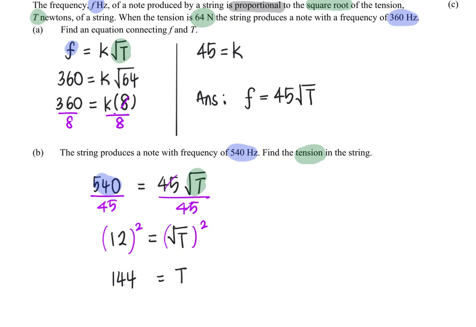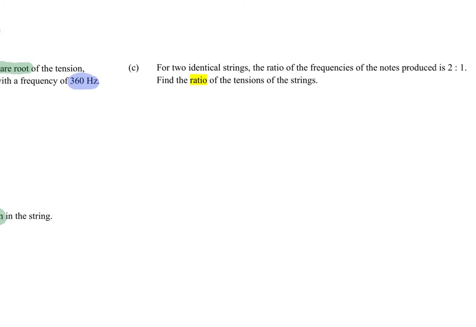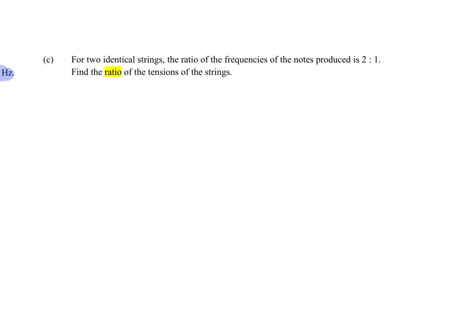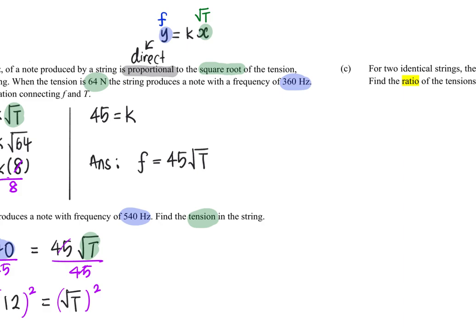Let's move on to part C. Part C gives us the ratio of the frequencies of two identical strings. I'm going to name them A and B, whereby the frequency of A is 2 times that of B. Find the ratio of the tensions of A and B. So I'm going to go back to here and I will need this equation.